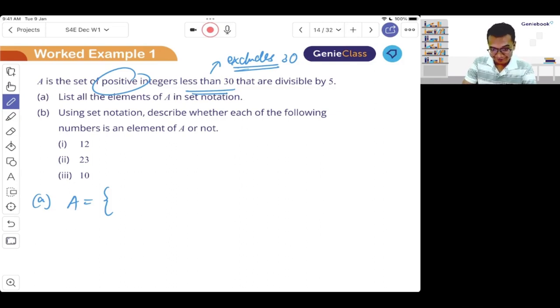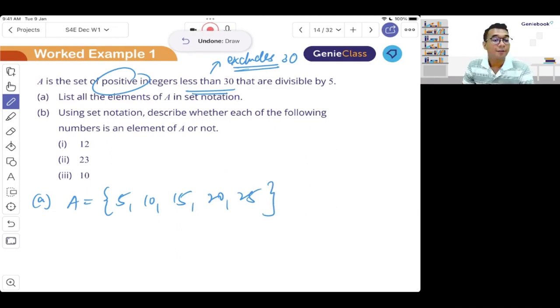Okay, Raymond, Denise, very good, 5. Followed by multiples of 5, so 10. 10 can be divided by 5. 15 can be divided by 5. 20, 25, and then 30. But no, it excludes 30, so we actually remove that. We stop at 25. Okay, so there you go. How many elements do we have there? 5.